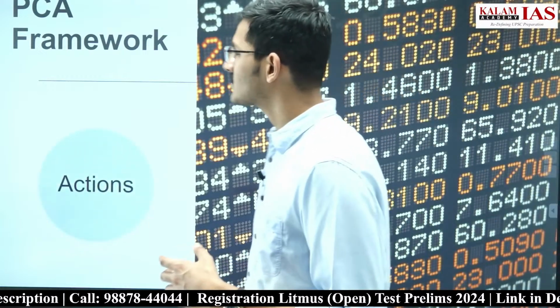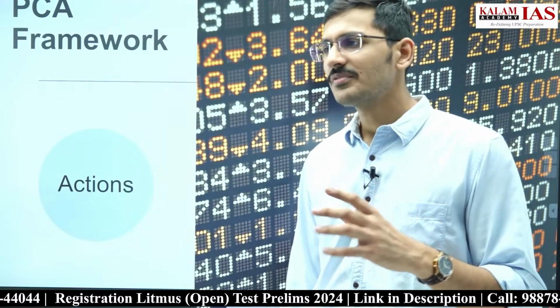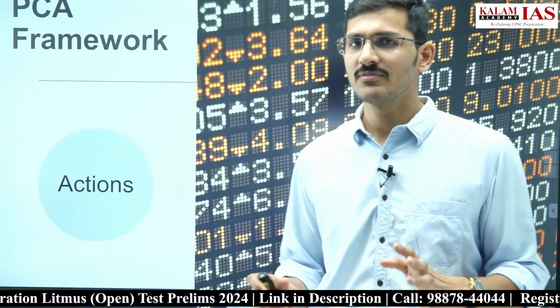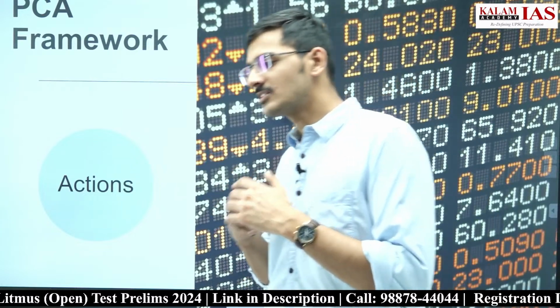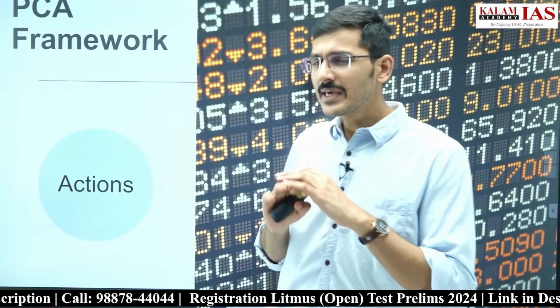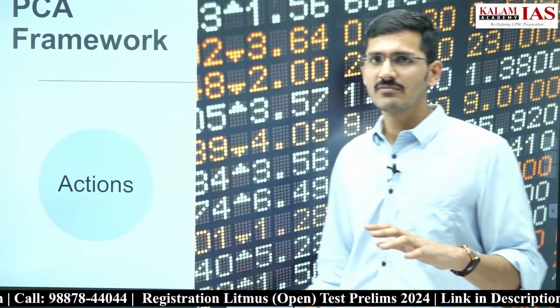So what are the actions that the RBI can take under PCA framework? There are several actions. There is a huge list which RBI can do. If the UPSC asks any question, then RBI can do almost anything under the PCA framework. It can merge a bank, it can split a bank, it can change the MD, CEO, it can ask the bank to not pay any salary to the top level employees, it can ask the bank to not open any more branches, it can freeze its funds. RBI can do almost anything under the PCA framework to any bank.